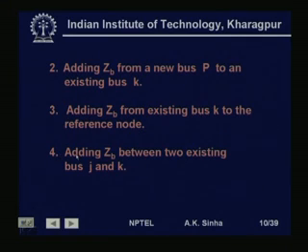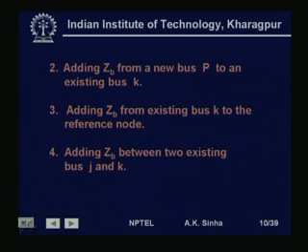Type 4 modification is adding a branch with impedance ZB between 2 existing buses J and K. So, the 2 buses J and K are existing in the already available Z-bus. Now, we are trying to add a new branch between bus J and K of this existing system. So, these 4 types of modification in general take care of all the kinds of additions or modifications that we will require in most of the cases.